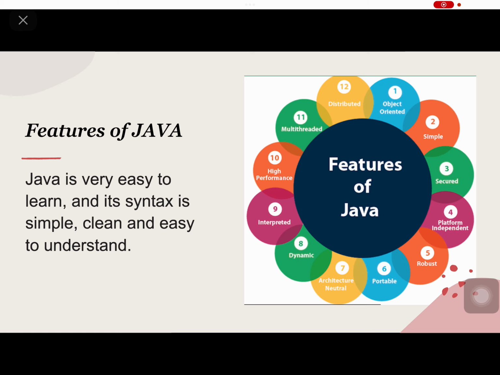Let's look into some of the features of Java. Java is object-oriented and simple, and its syntax is simple, clean, and easy to understand. It is secure and platform independent, so it can be deployed on any platform, that is Windows, Linux, Mac. It is robust, portable, and architecture neutral, dynamic, and interpreted, and Java applications are high performance. It is also very user-friendly, multi-threaded, and distributed. So these are some of the features of Java.